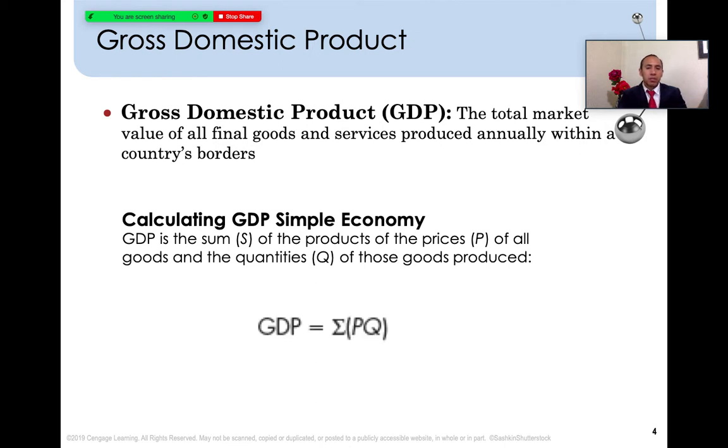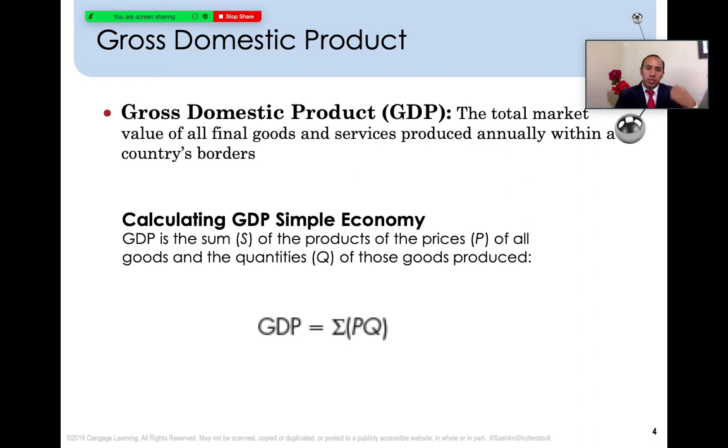So we have the simple equation for GDP calculation. GDP, gross domestic product, is equal to the summation of the price of the good times the quantity of the good produced. If there are many goods, then we add price times quantity of one good plus price times quantity of the second good plus price times quantity of the third good, and so on.